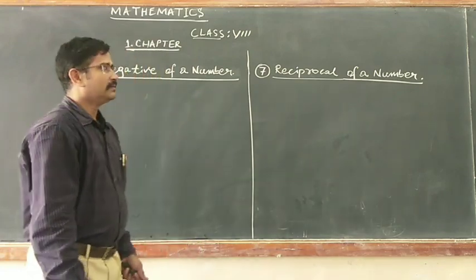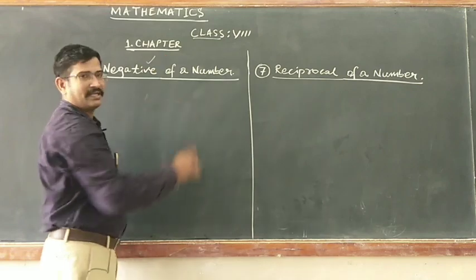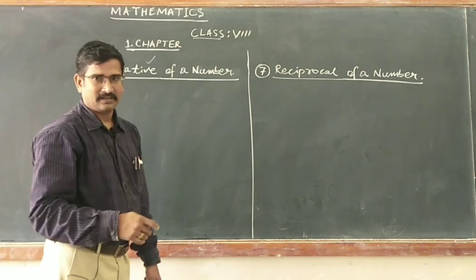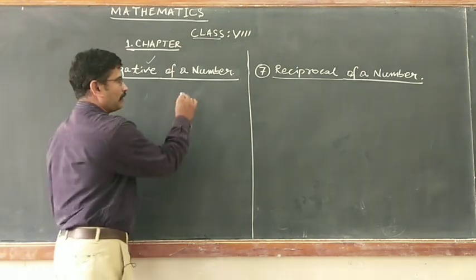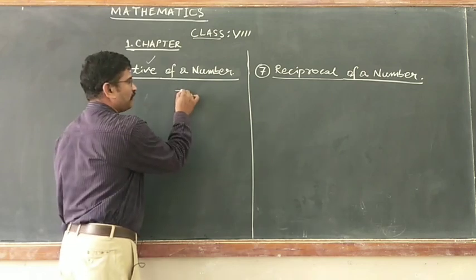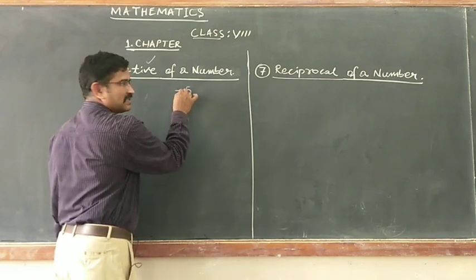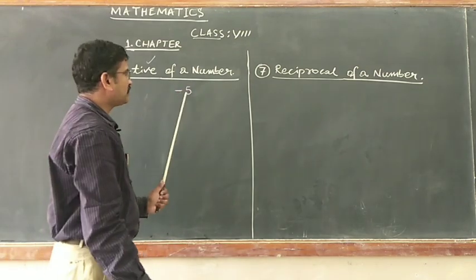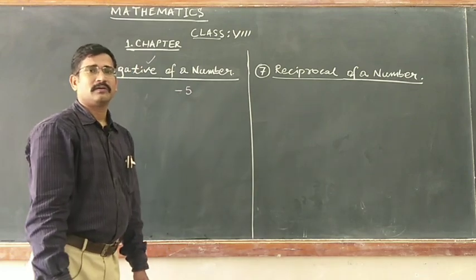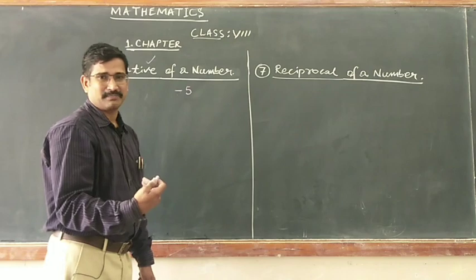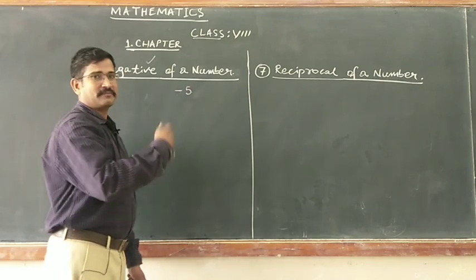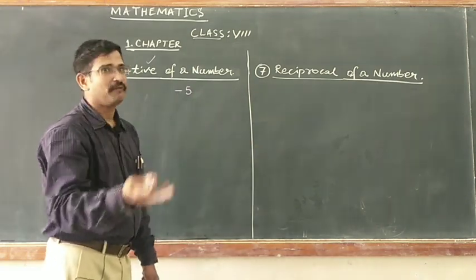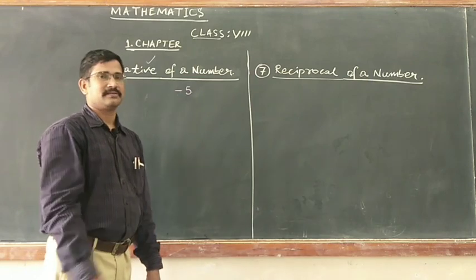See children, here the meaning of negative is very well known to us, that is the minus sign kept in front of a number. If I keep a minus sign in front of any number, this minus sign tells me that number is negative. I explained to you that the negative sign in one way resembles an image. Minus 5 is negative of 5, or minus 5 is an image of 5. I explained this when I was teaching you integers.